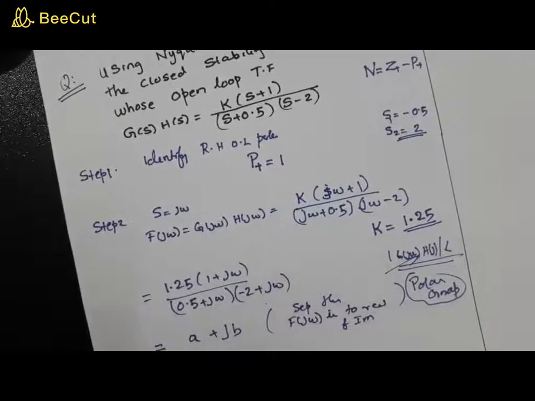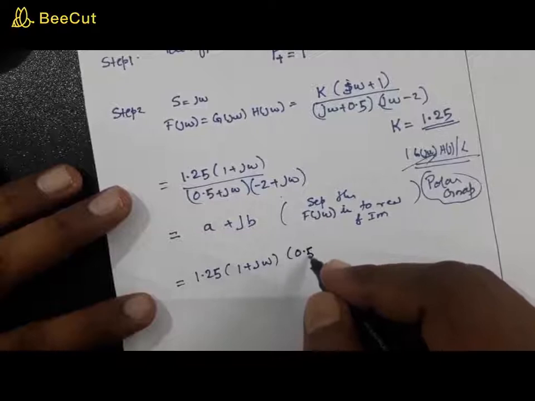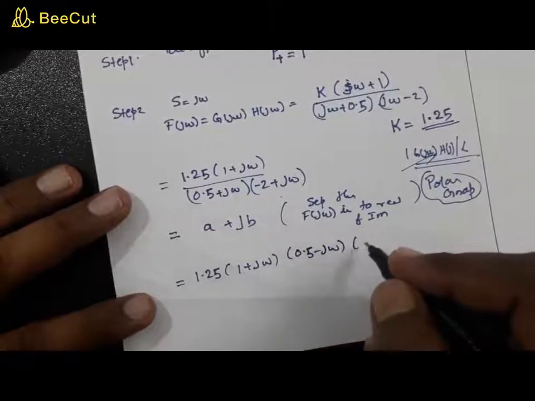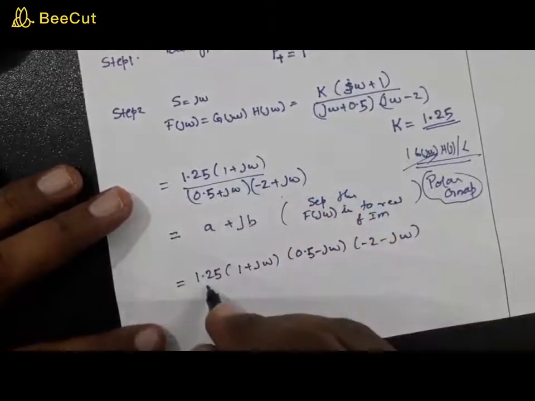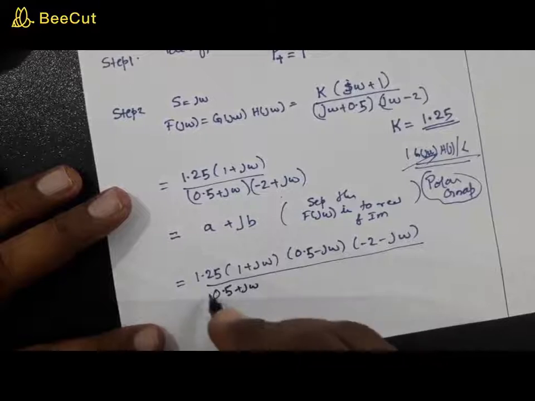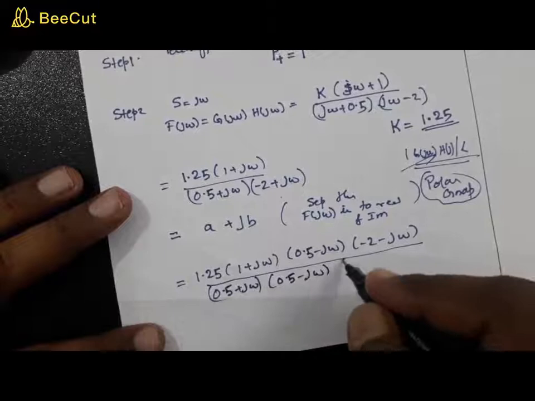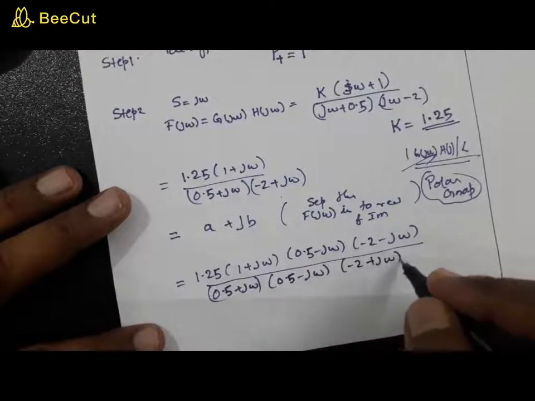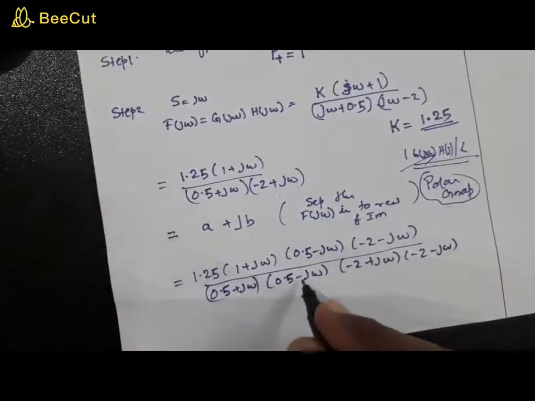So that will be equal to 1.25 into (1 plus j omega) into (1 plus j omega) into (0.5 minus j omega) into (minus 2 minus j omega). These are the conjugates of the denominator factors, divided by (0.5 plus j omega) into (0.5 minus j omega), and then (minus 2 plus j omega) into (minus 2 minus j omega). So this is of the form (a plus jb) into (a minus jb).